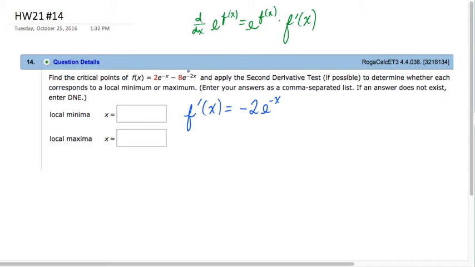The derivative of e to the negative 2x is itself, e to the negative 2x, times the derivative of negative 2x, which is negative 2. So we're going to do negative 8 times that negative 2, we'll get positive 16 e to the negative 2x. Did you follow that? Because I can write that out.